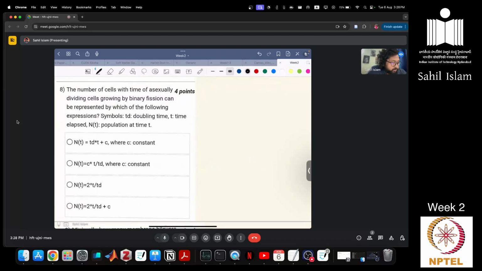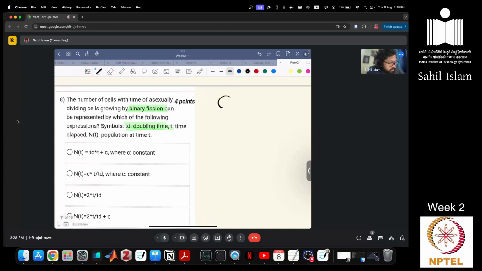The number of cells with time of asexually dividing cells growing by binary fission. One important point to note here is, binary fission can be represented by which of the following expressions? The symbol TD is the doubling time and the population at time T is NT. So what is binary fission? Binary fission is nothing but one cell dividing into two cells.